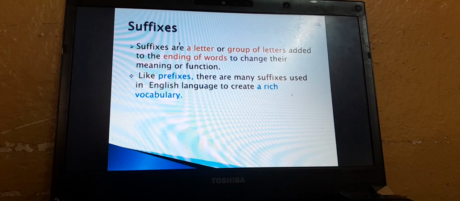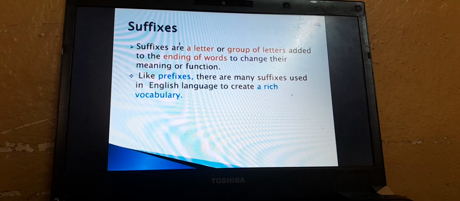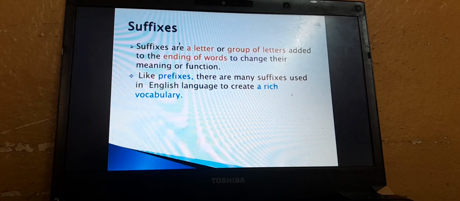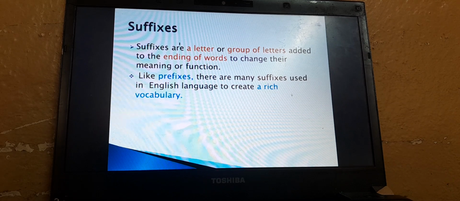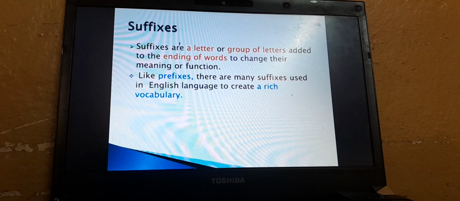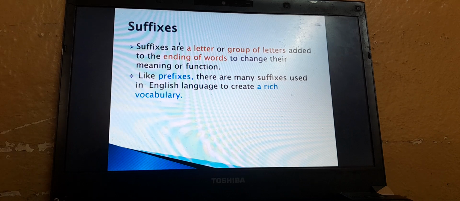Today we are going to learn about suffixes. As you remember, last time we saw suffixes along with prefixes under the common name, which is called affixation. So today we are going to learn about suffixes in particular. Give me your time and stay with me to get additional information related to suffixes.